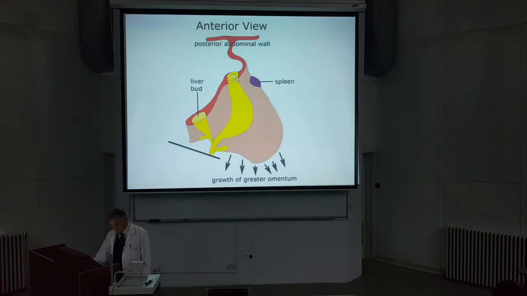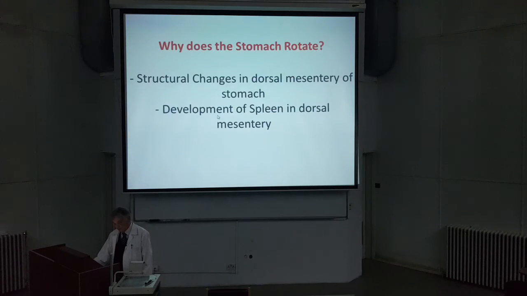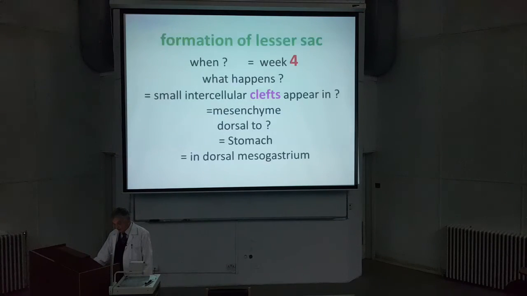Now, when the dorsal mesentery of the stomach was posterior and the stomach rotates, so what was posterior became to the left, this is going to give us the greater omentum. And the part of the septum transversum connected to the liver is going to give us the lesser omentum. This is why it rotates.